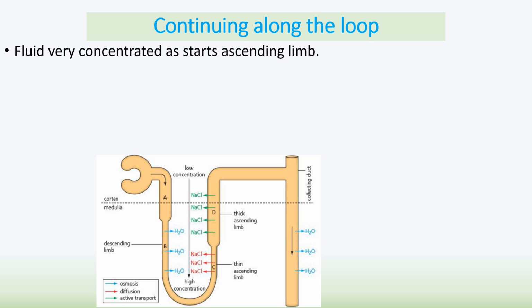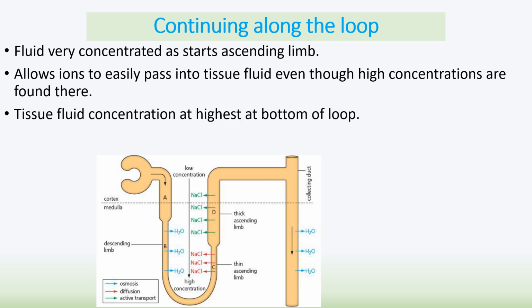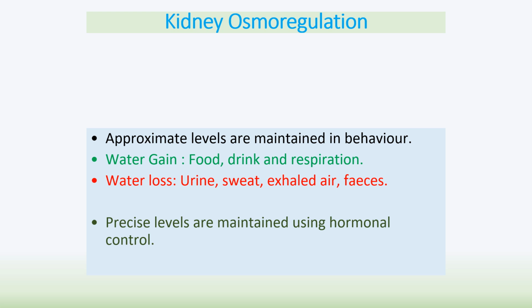So as we go along the loop, we're now going out of the loop of Henle into the proximal convoluted tubule and the collecting duct. The tissue concentration, again, ion pumping is used.